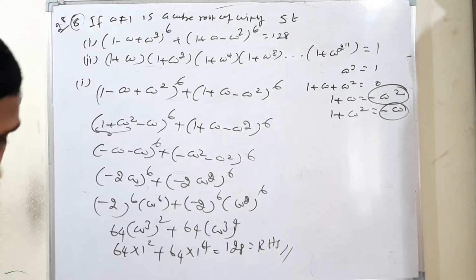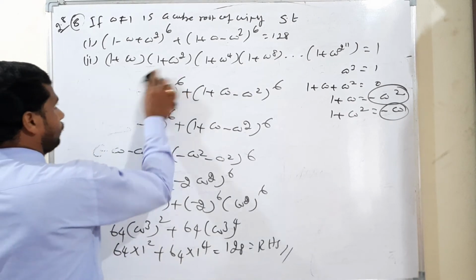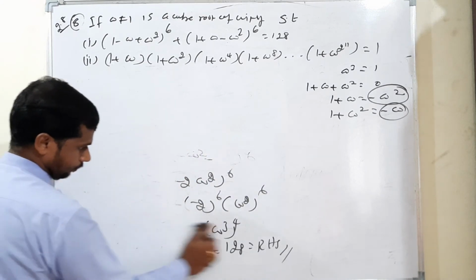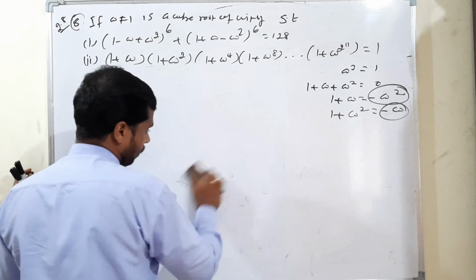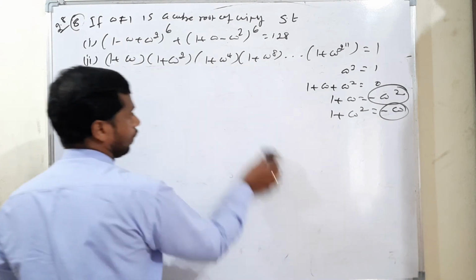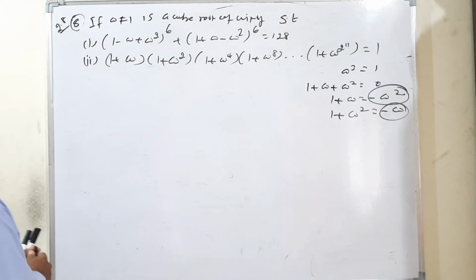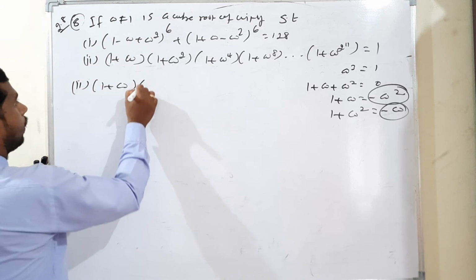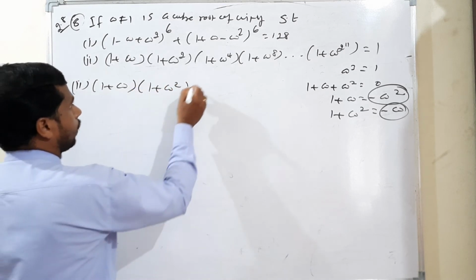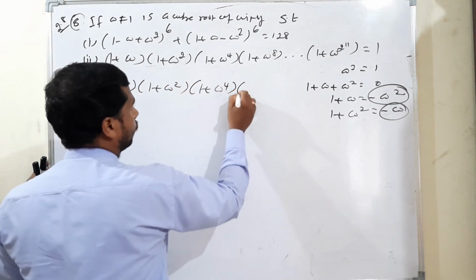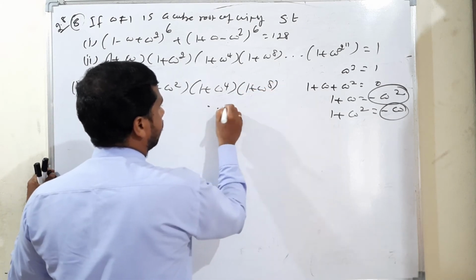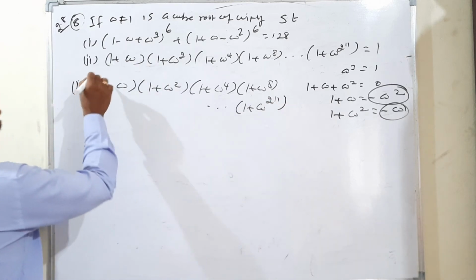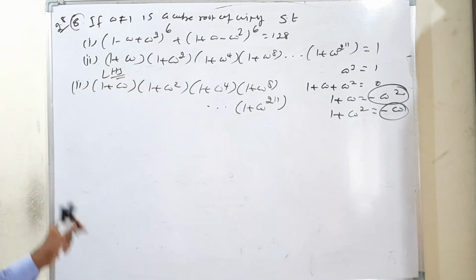Moving to subdivision 2. So subdivision 2 LHS: (1 + ω)(1 + ω²)(1 + ω⁴)(1 + ω⁸) up to (1 + ω^(2¹¹)). I am only considering the LHS. I will prove the RHS value will be 1.